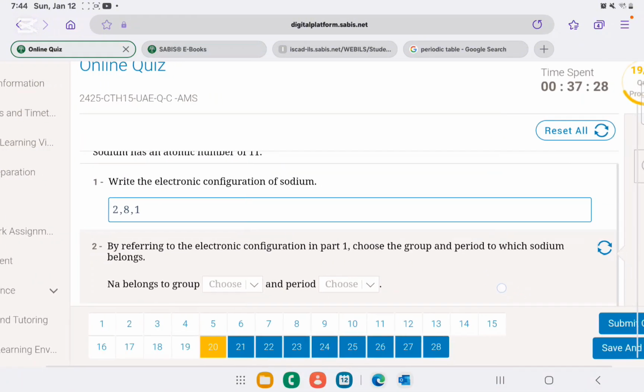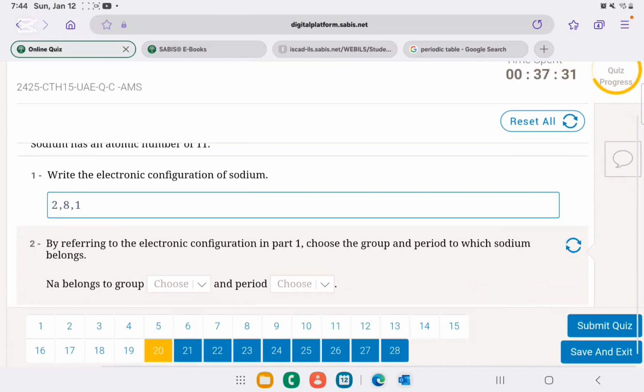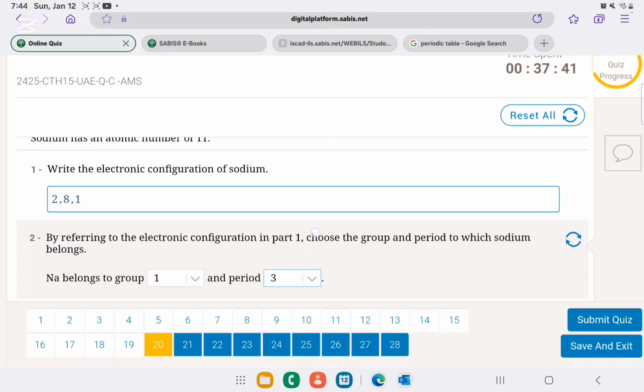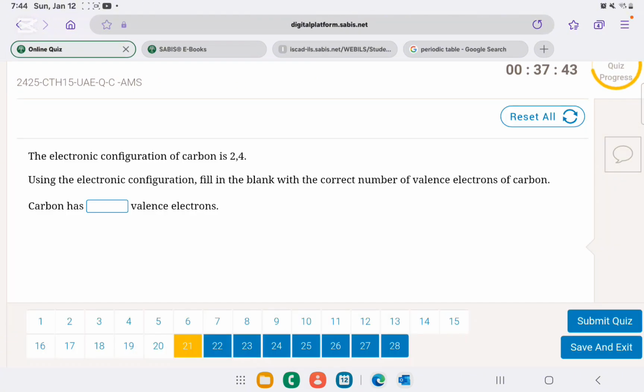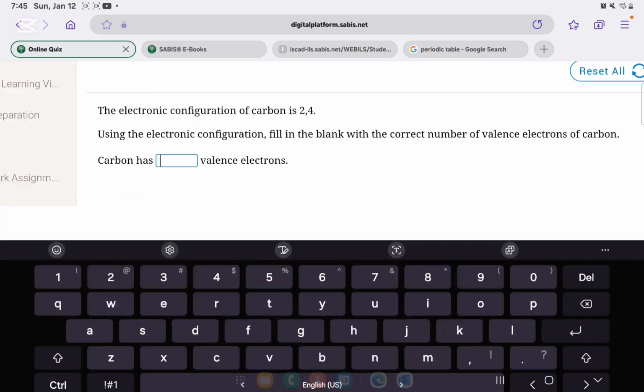Refer to the electronic configuration in part 1. Choose the group and period to which sodium belongs. Again, the last number is the group number, so 1. Then the number of layers is the period number, so 3. The electronic configuration of carbon is 2, 4. Using the electronic configuration, fill in the blank with the correct number of valence electrons. The last number is the valence electrons and the group number, okay, so it's 4.